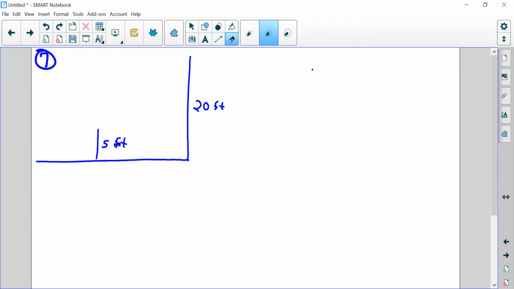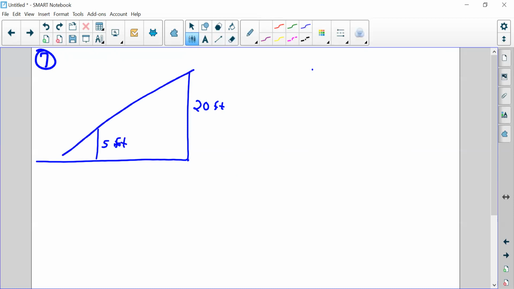And so we're looking at this distance here. That's a pretty skinny person. Okay, I know, my artistic work is great, isn't it?